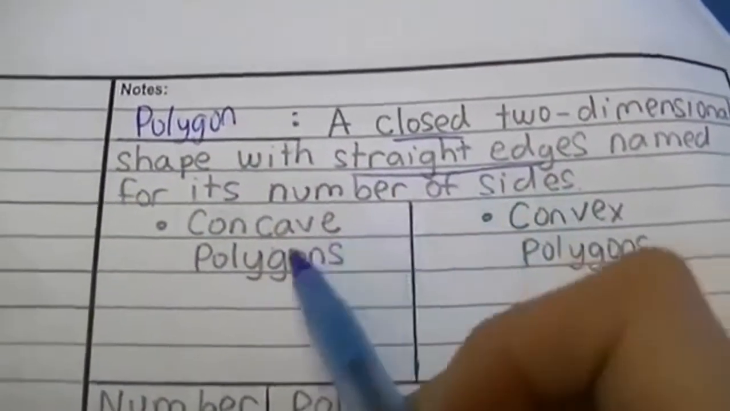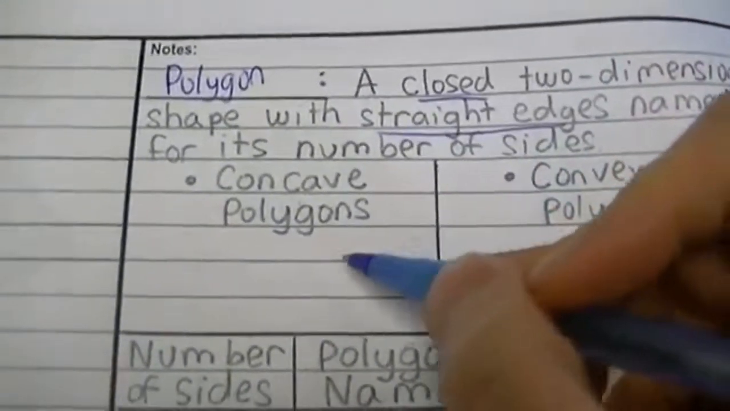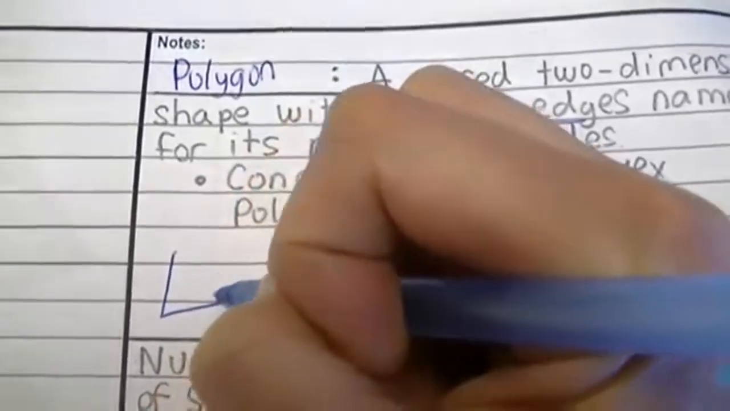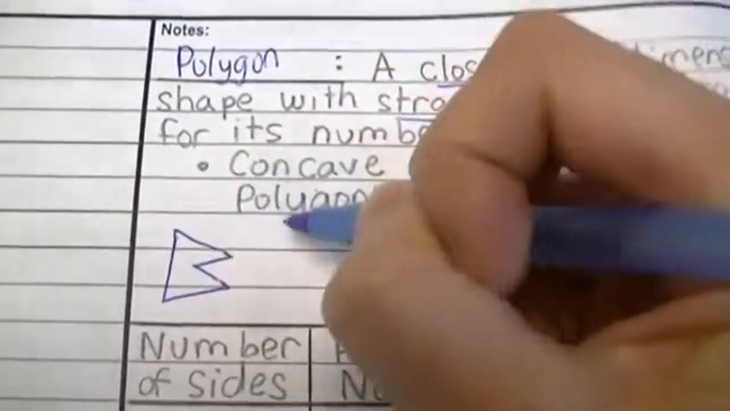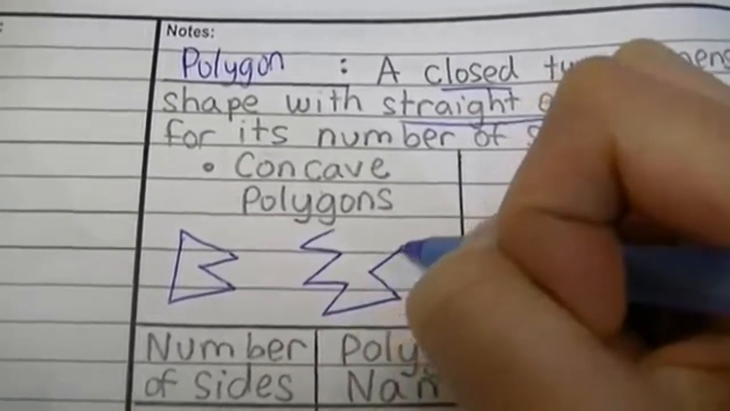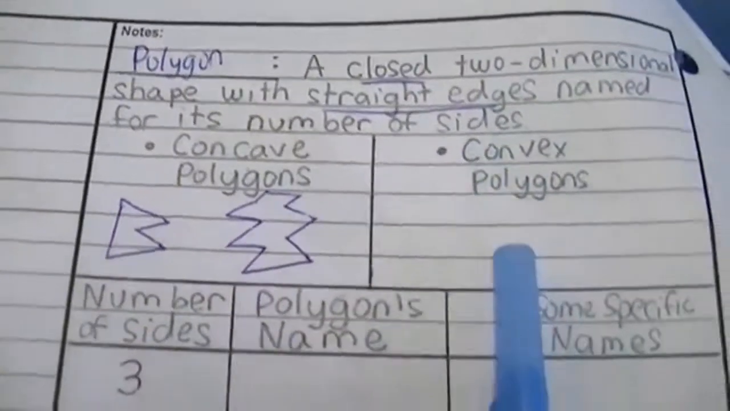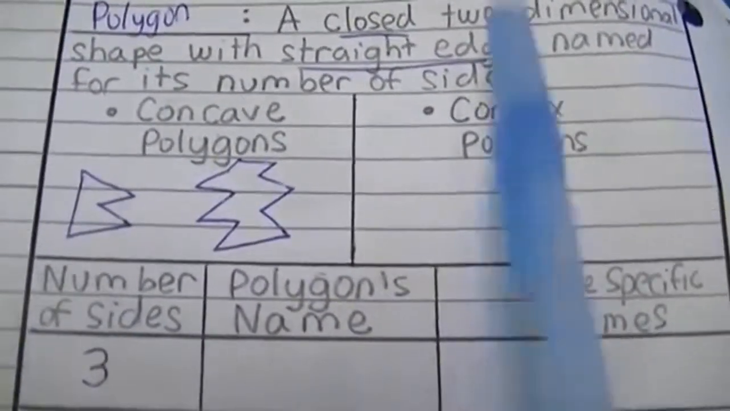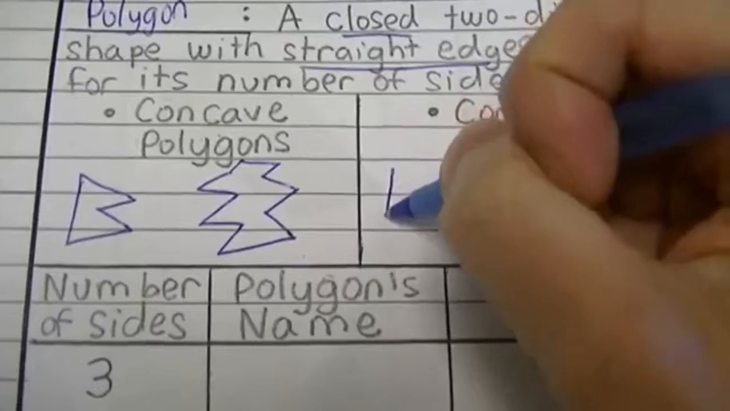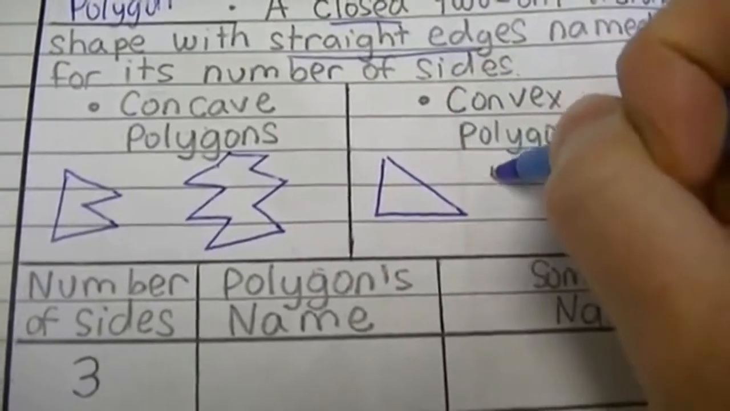Okay? And there's two types of polygons. There's concave polygons and there's convex polygons. Concave polygons would look like this. Okay, they have straight edges still, and they're closed. And here's examples of convex polygons. Straight edges, but they're closed.